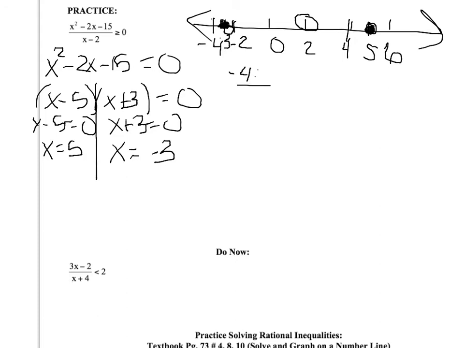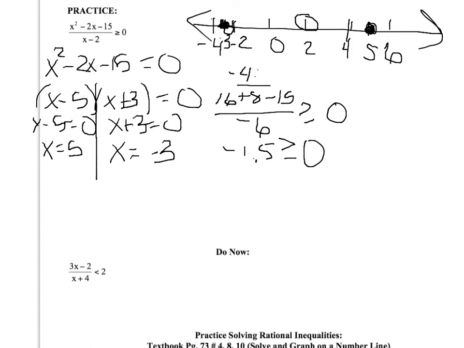When I plug it into my equation, negative 4 squared is 16. Negative 2 times negative 4 is 8. Minus 15 over negative 4 minus 2, which is negative 6, has to be greater than or equal to 0. Well, 16 plus 8 minus 15 is 9, divided by negative 6 is negative 1.5. Negative 1.5 is not greater than or equal to 0. So this is not true. Since it's not true, I'm not going to shade on the left-hand side.